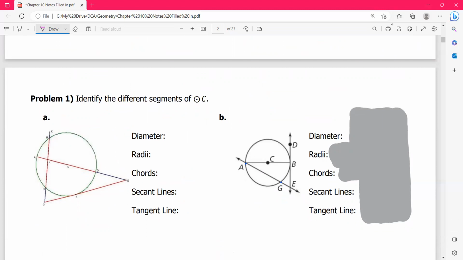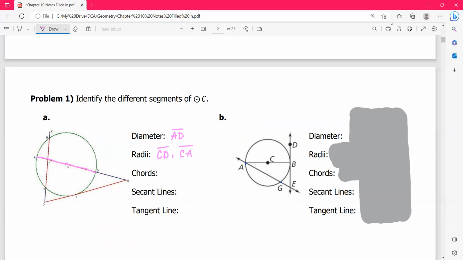So let's do A. So the diameter here, remember diameter has endpoints on the circle and it goes through the center. So we're going to say segment AD is the diameter. See that right there. The radii, we start with the center, so that's C, and we go to the circle. So I've got CD is a radii, and I also have CA as a radii.